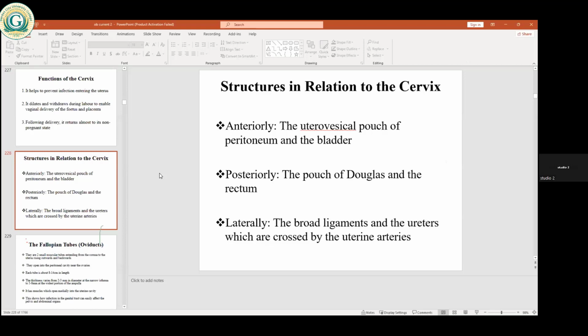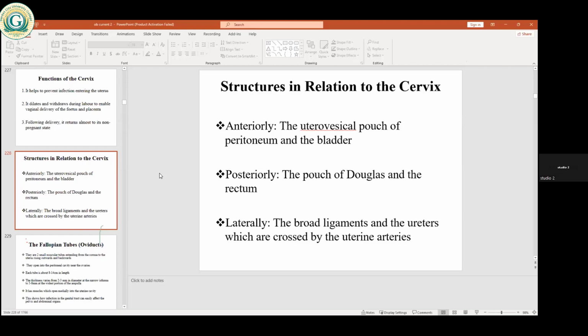Anteriorly, anytime we say anteriorly, we are talking of the side in front of the woman, we have the uterovesical pouch, peritoneum and the bladder. Posteriorly, we have the pouch of Douglas and the rectum, and laterally the broad ligament and ureters, which are crossed by the uterine arteries.